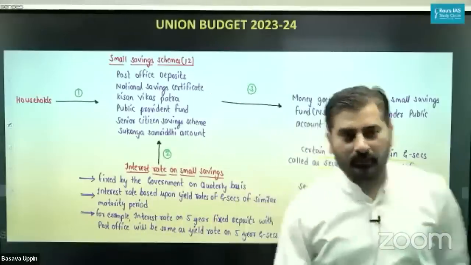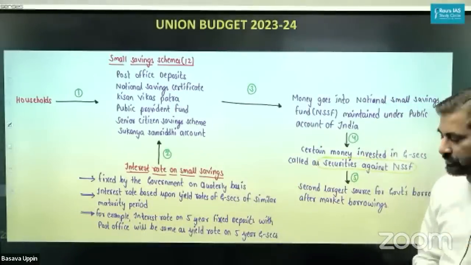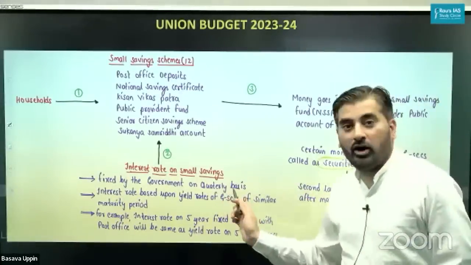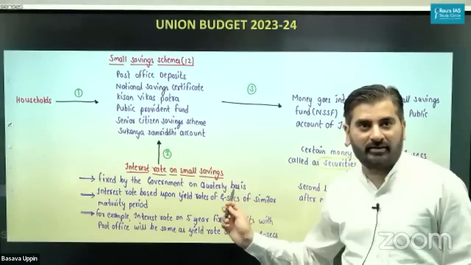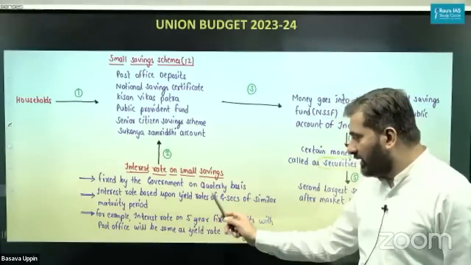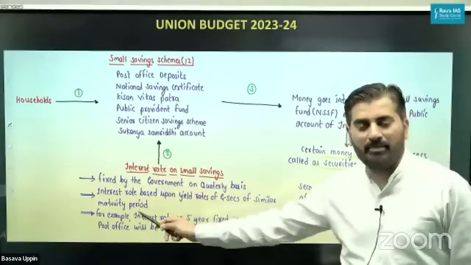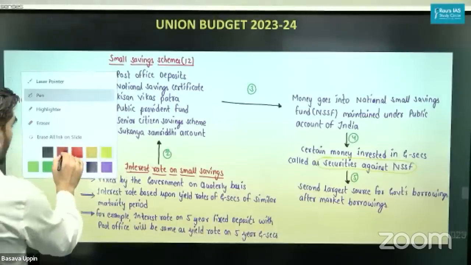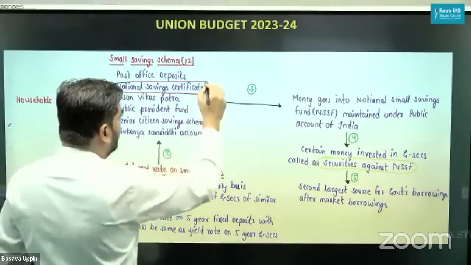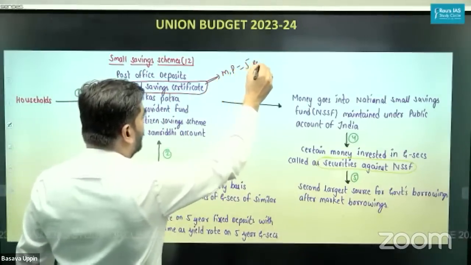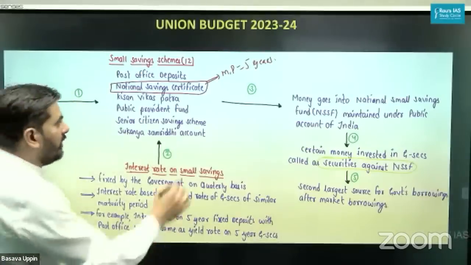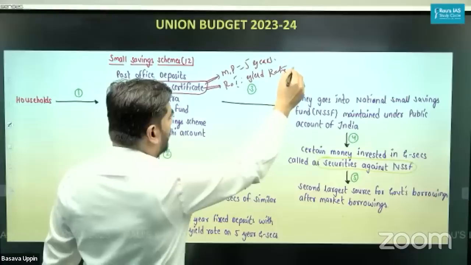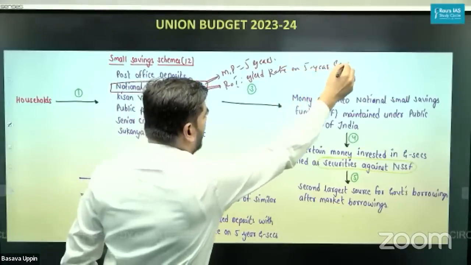Okay. So now, how is the interest rate on small savings schemes fixed? It is fixed by the government on a quarterly basis. Quarterly basis means every 3 months the interest rate is fixed. And the interest rate is in turn based upon the yield rates of government securities of similar maturity period. What does it mean? For example, let's say you have a National Savings Certificate whose maturity period is equal to 5 years. So its rate of interest will be similar to the yield rate on a 5-year government security.